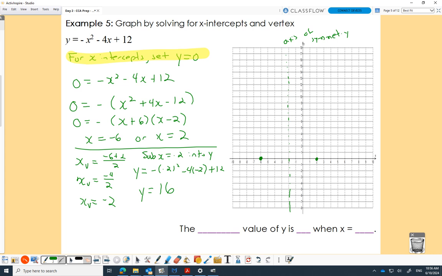I better type that in to be sure. That surprises me. It doesn't really. But you think about why I might be surprised. Negative 2 squared minus 4 times negative 2 plus 12, 16. Let me put it on there. It's way up here.